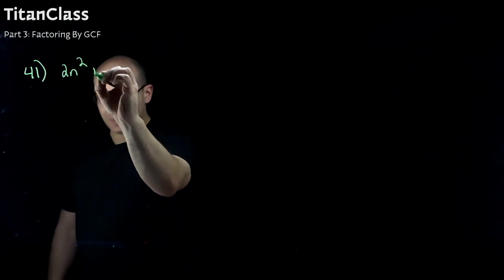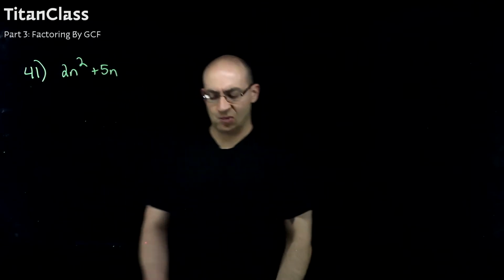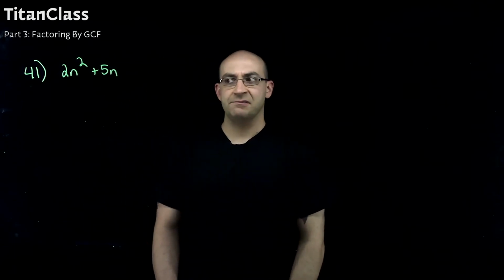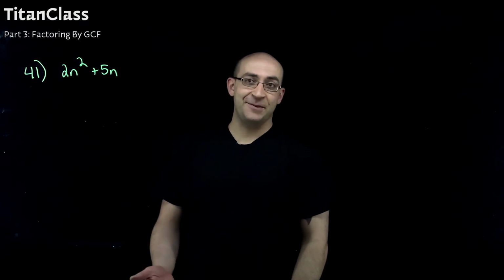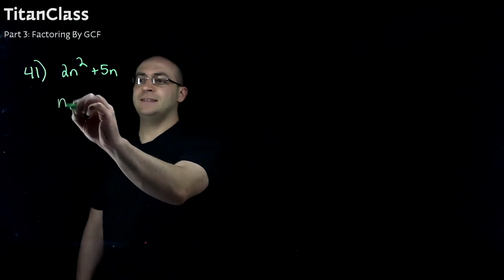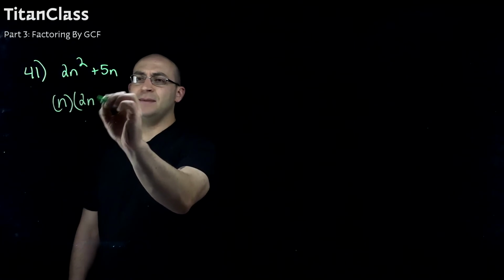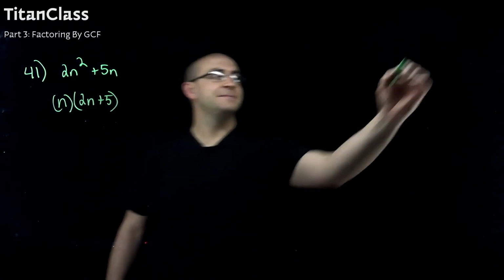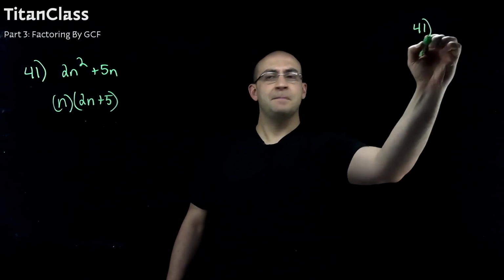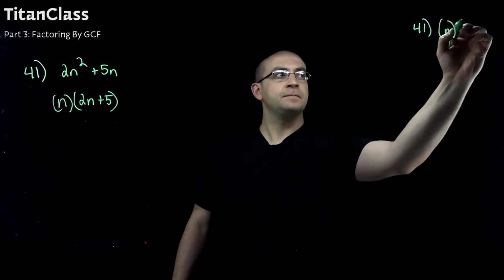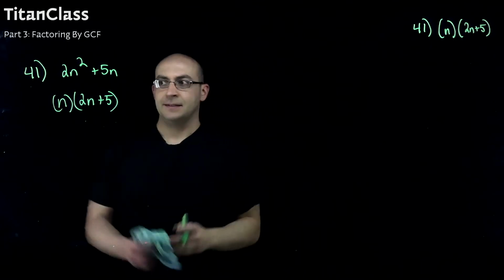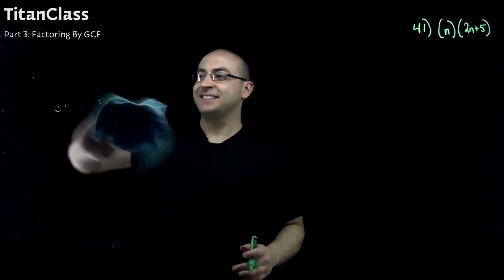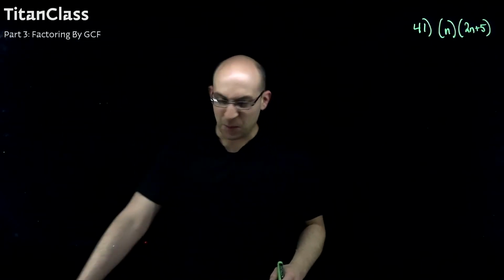2n squared plus 5n. What should I do? It's a binomial. GCF all the way. N comes out, I'm left with 2n plus 5. I don't like having to guess, right? That's weird and hard.